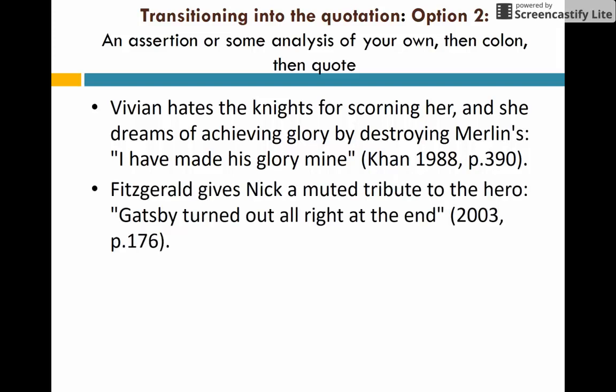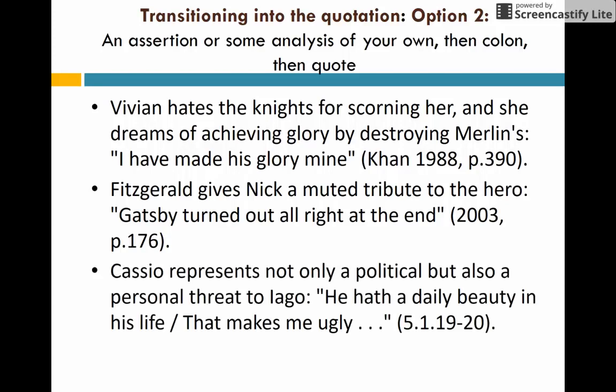Fitzgerald gives Nick a muted tribute to the hero: "Gatsby turned out all right in the end." And Cassio represents not only a political but also a personal threat to Iago: "he hath a daily beauty in his life that makes me ugly." So you can use your analysis to transition into your quotation or your evidence.